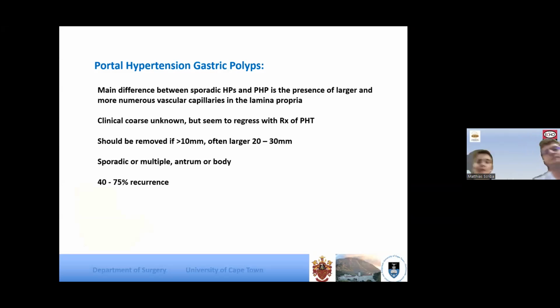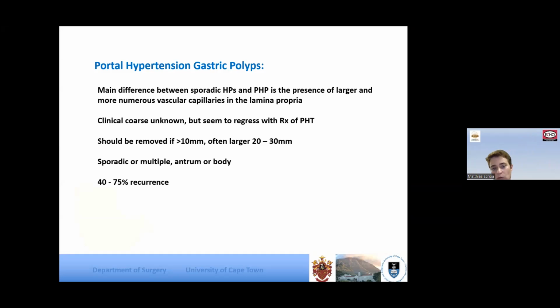I'm going to mention now portal hypertension gastric polyps. The reason I'm mentioning them is that they look very similar to normal hyperplastic polyps. I'm going to show you some pictures shortly, but the main difference between them on endoscopy is that the portal hypertension version is much larger and quite obviously very much more vascular. It's very easy to see that.